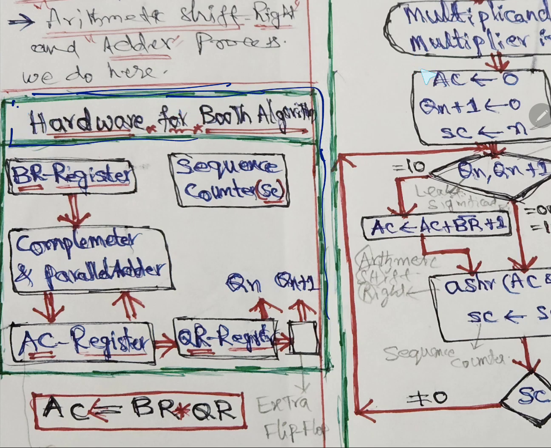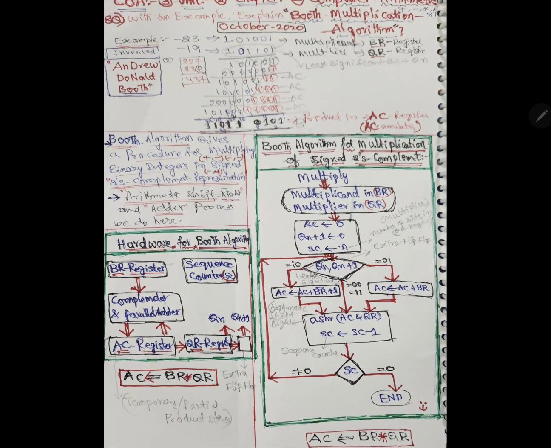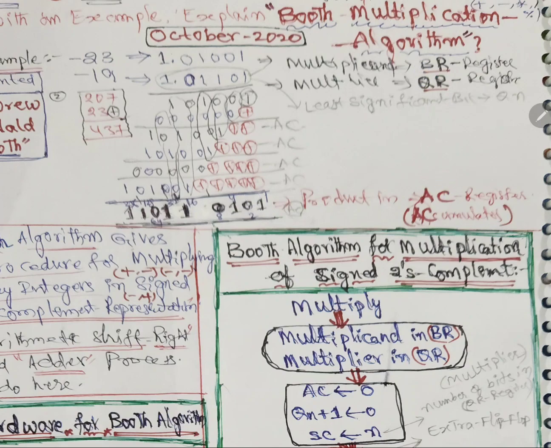Right, very simple. See here, we will take the BR register. This is one register, and I will explain the values we will take here. In the example, we have taken 23.